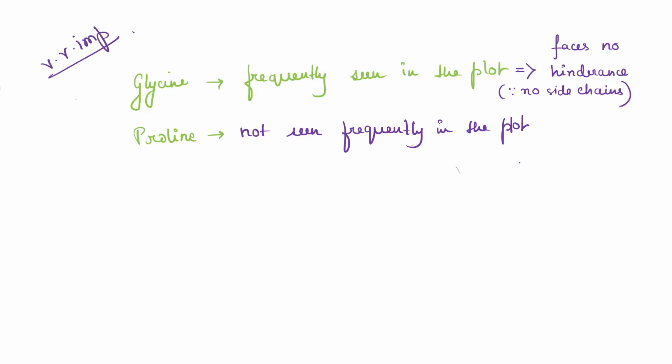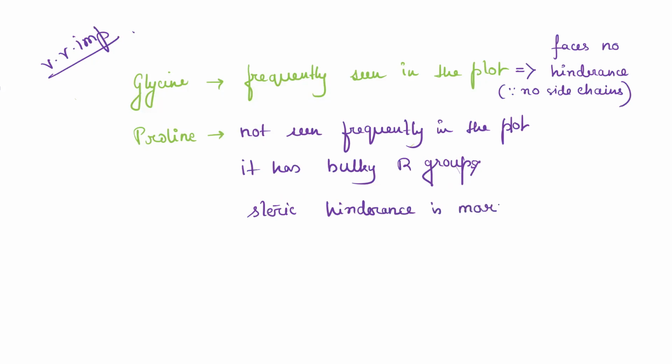Other than this, proline is not seen frequently in the plot. Fine. What is the explanation? It has bulky R groups. Okay, the side chain is connected to the protein backbone twice. Steric hindrance is more. Okay. Clear?